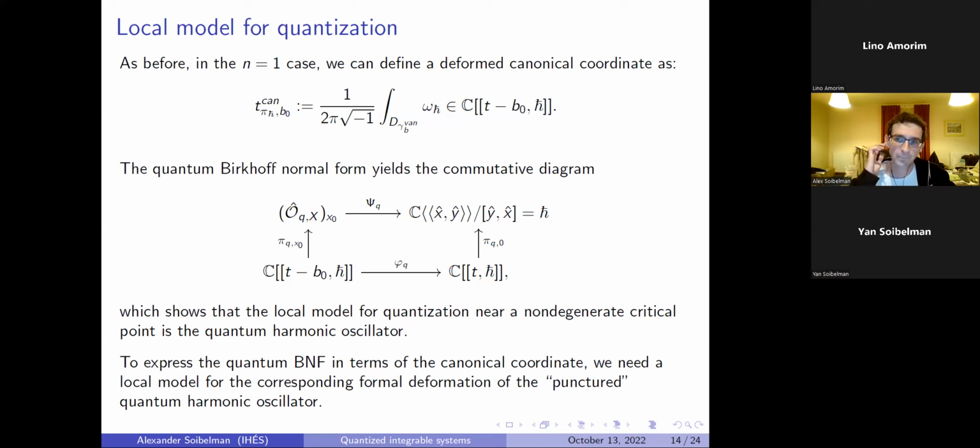So when you say integrable system, it's just a symplectic surface, maybe non-compact, actually necessarily non-compact, and a function on it. That's it. So in this case, everything simplifies. There's only the one function. Here's the corresponding quantum commutative diagram that you get in this n equals 1 case for the quantum Birkhoff normal form. And once again, the bottom arrow is just going to be taking t minus b naught to the quantum Birkhoff normal form. So that's the important thing to note about this n equals 1 case.